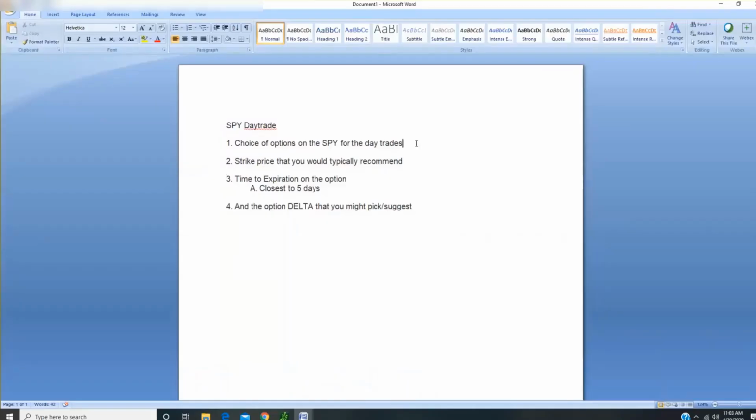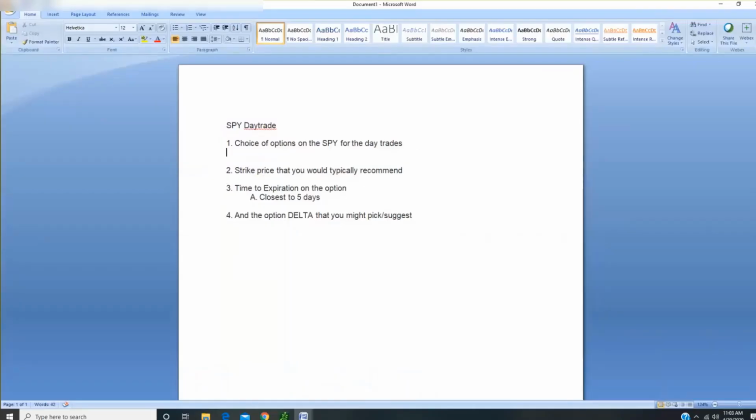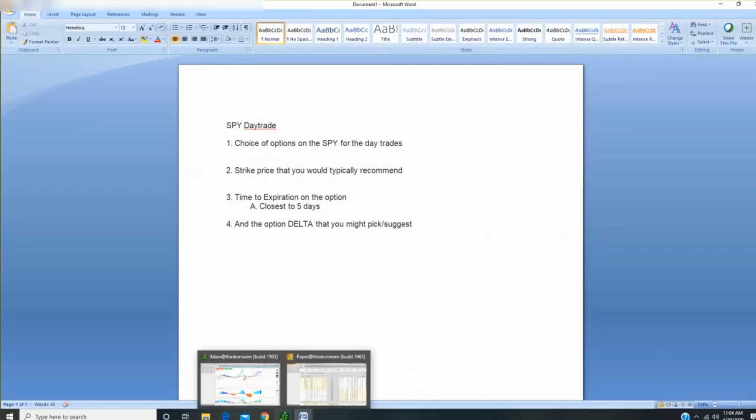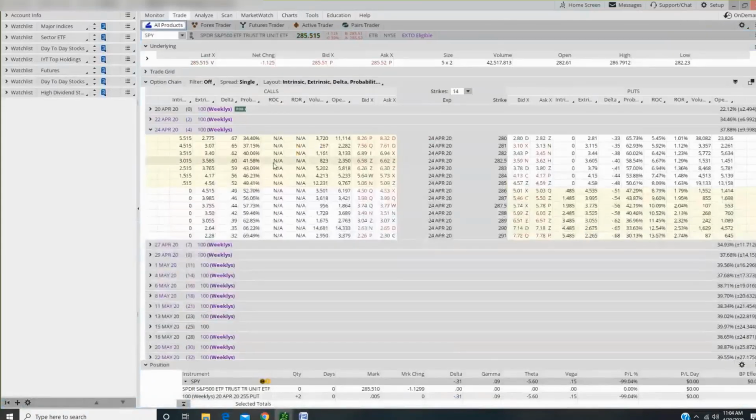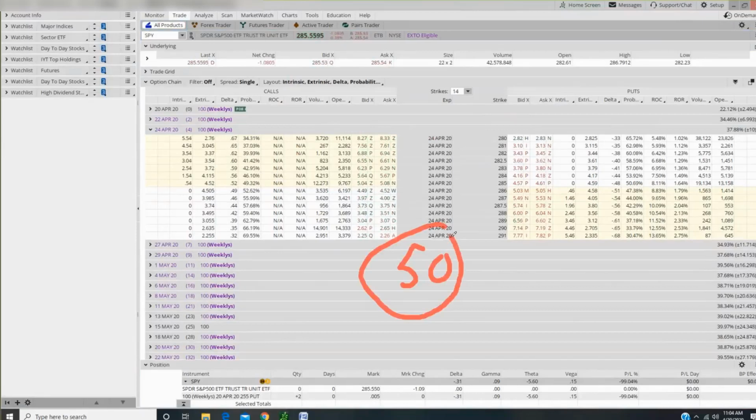So I'm assuming your question here, choice of options, call or put, depends on the 30-minute breach. A 30-minute breach for breaks above the high, calls; below, puts. What strike price would you typically recommend? What I like to do when it comes to my day trading is trade around the 50 delta, preferably that first strike in the money. This is not a lesson on in the money, out of the money, but closest to 50 delta, preferably the first strike in the money.